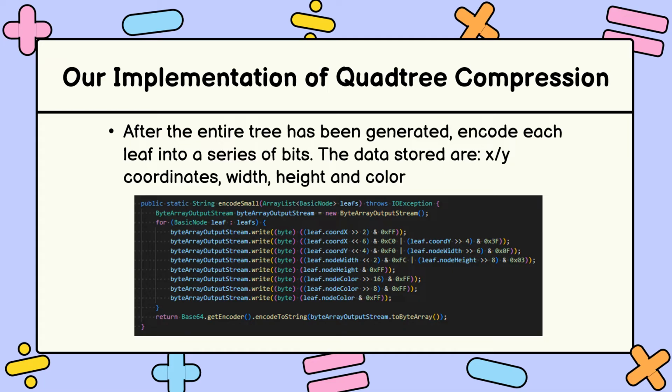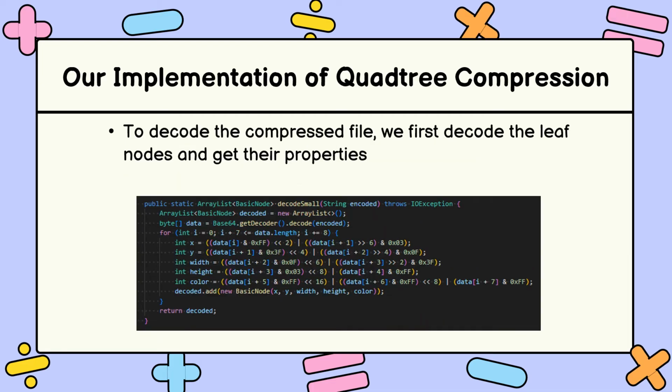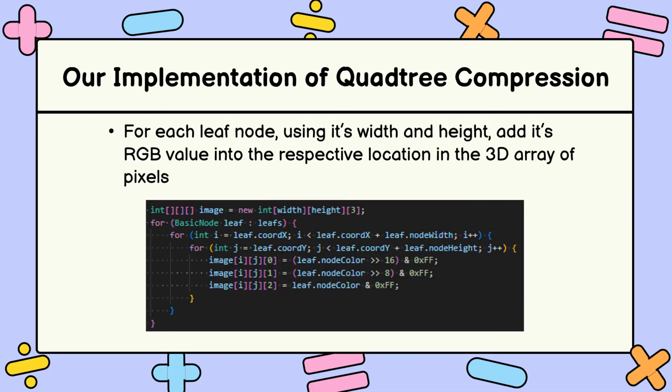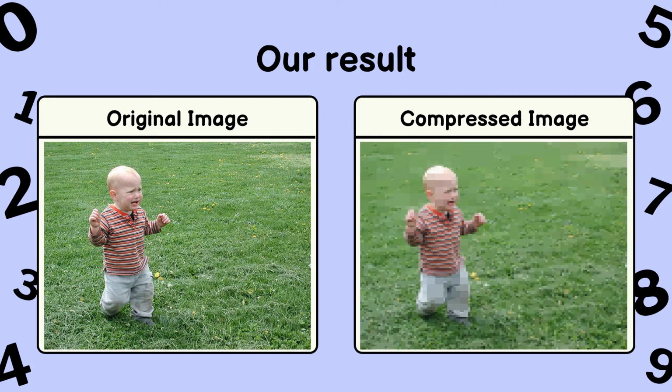We encode each leaf and its contained properties into a series of bits. To decode the compressed file, we first decode the leaf nodes and get their properties. For each leaf node, using its width and height, add its RGB value into the respective location in the 3D array of pixels. This slide shows an example of an image undergoing our compression and decompression algorithms.